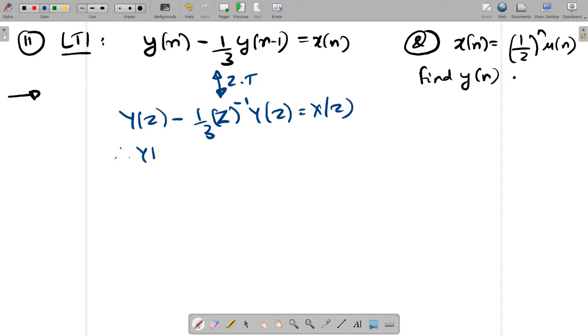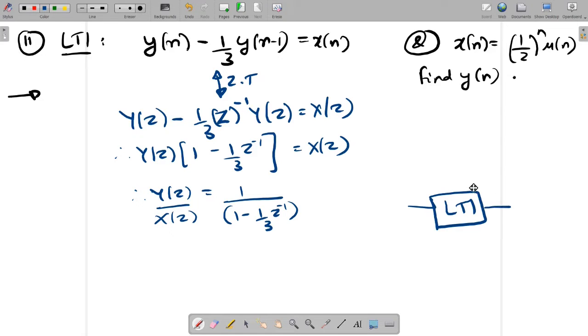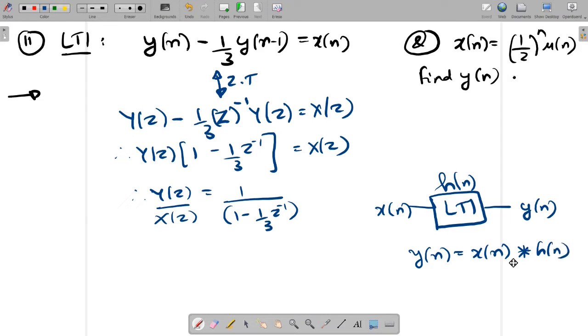So take your Y of z common. Y of z times 1 minus 1 by 3 z inverse is equal to X of z. Therefore, Y of z upon X of z is equal to 1 upon 1 minus 1 by 3 z inverse. Alright. So if I talk about an LTI system, if the impulse response is h of n, input is x of n, output is y of n, what is the output? Y of n is equal to x of n convolution h of n.